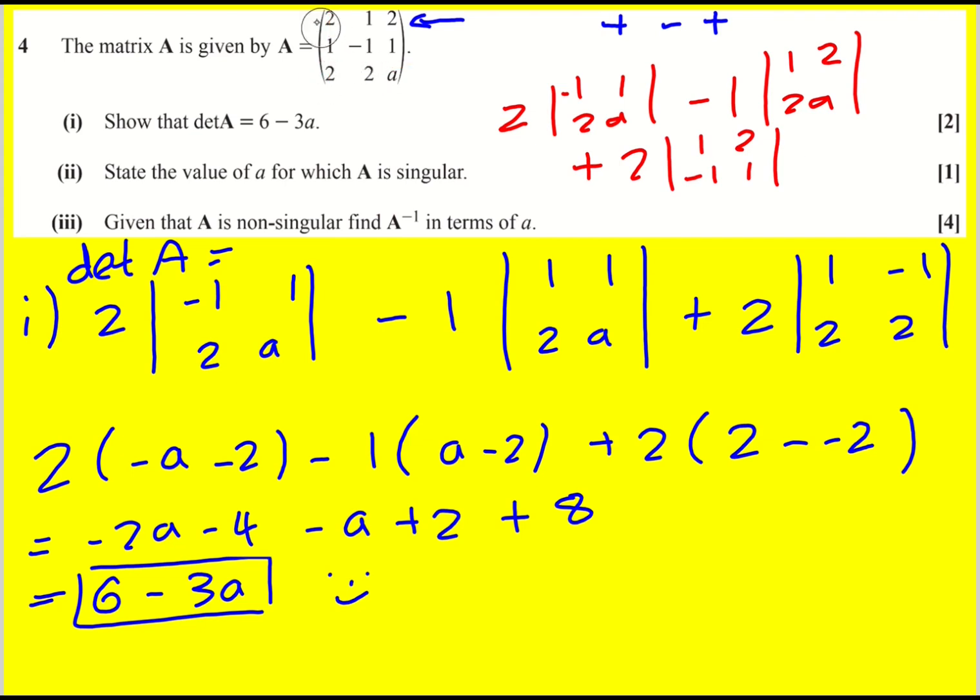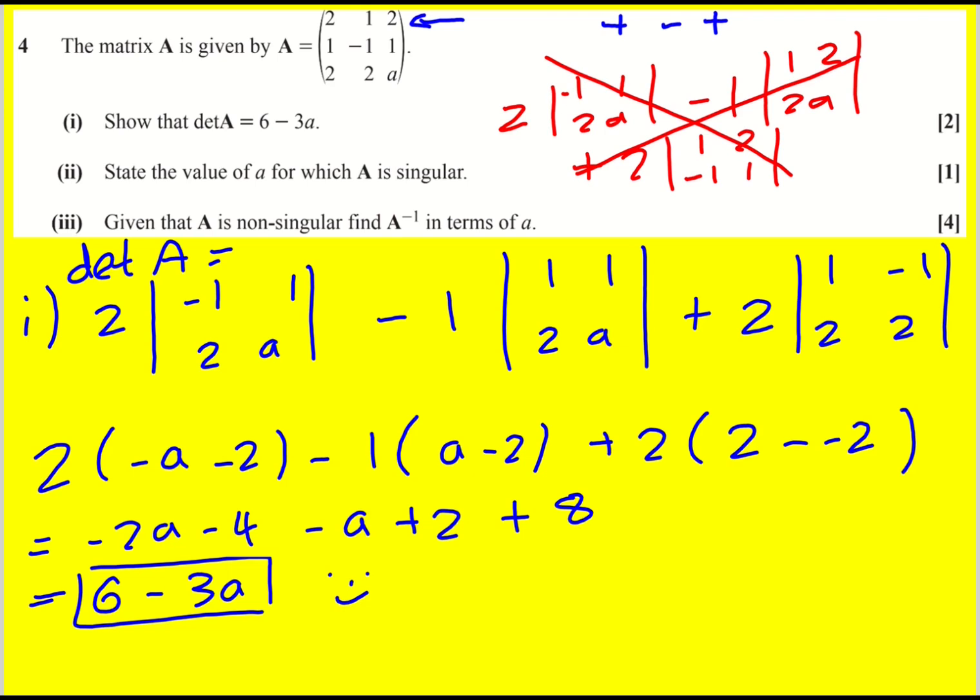In fact, it's worth practicing expanding about maybe the second row or even the third column. We'll get the same answer. Sometimes there are advantages, because if there are lots of zeros, if there was a 0 here and a 0 here, it'd be really good to expand about the third row. Here, there's not really an advantage, so I've just gone with the first row.